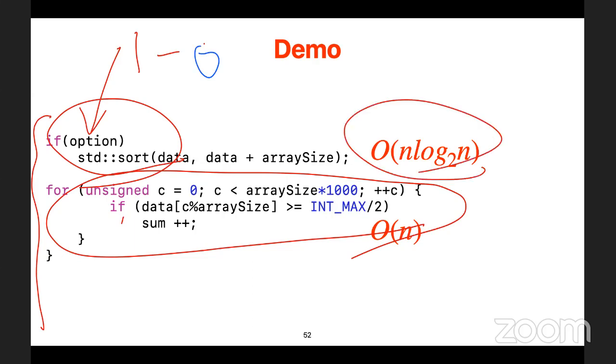Right? So if the option is one, then it will be order n log n. And if it's zero, then it's only going to be order n, right? So from the algorithm's perspective, if I set option one or option zero, which one would be faster? Harris, an idea? From the algorithm's perspective, it would be faster if option was zero. Okay, so let me show you the demo.